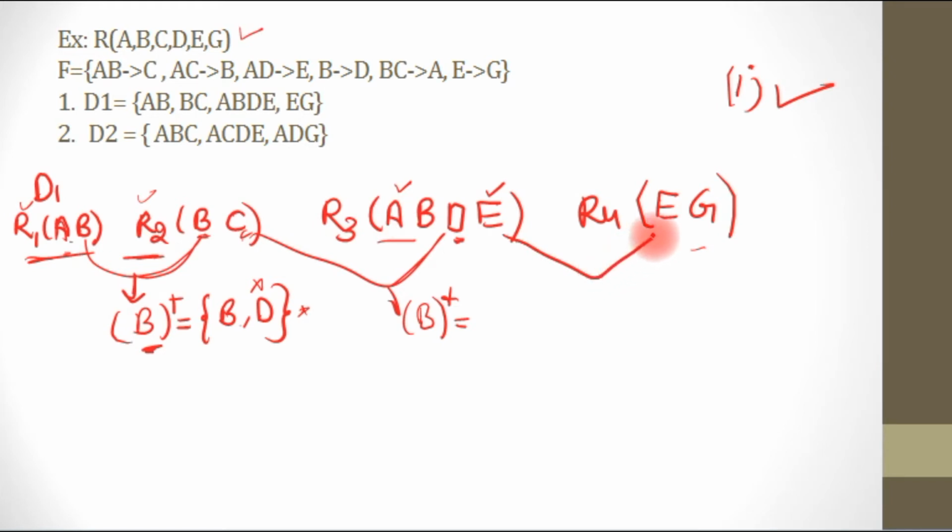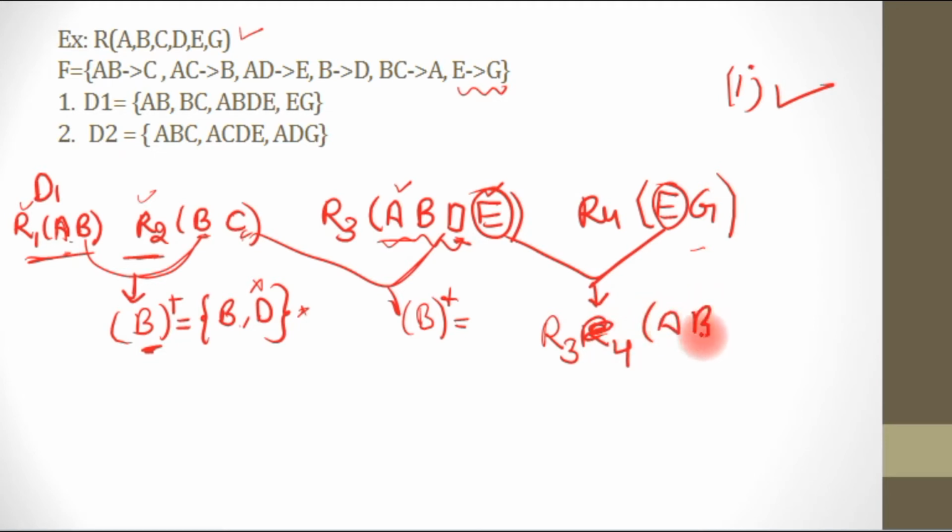So now check whether we can merge these two relations or not. In this, the common attribute is E. Okay, good. So now check whether E determines G and all the attributes of R3. So here you can see E determines G. That's why we can say yes, we can combine these two relations. So let's combine these two relations, R3, R4.